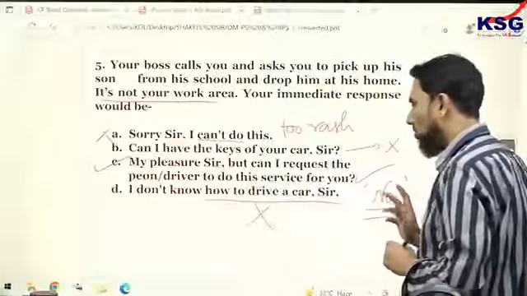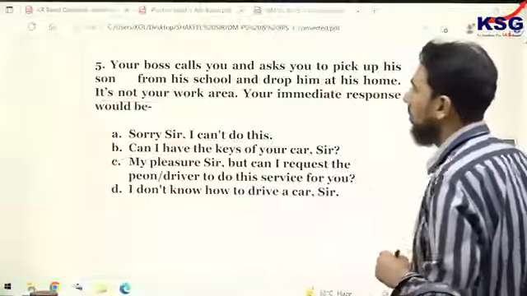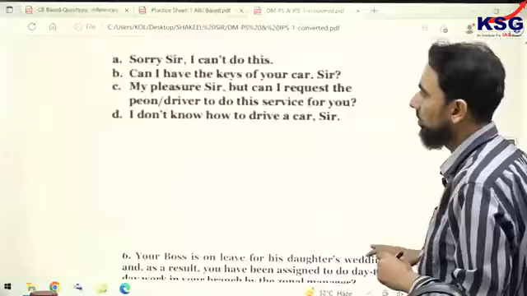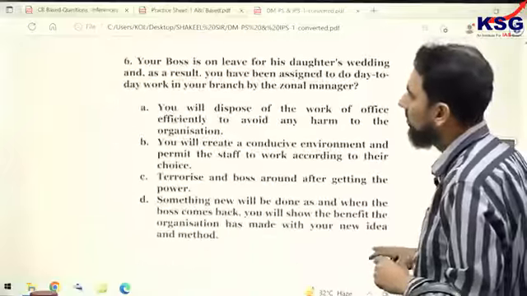So say no without saying no, that is the best way. So passage number 5, question number 5, C was the best option. I have explained the reason.